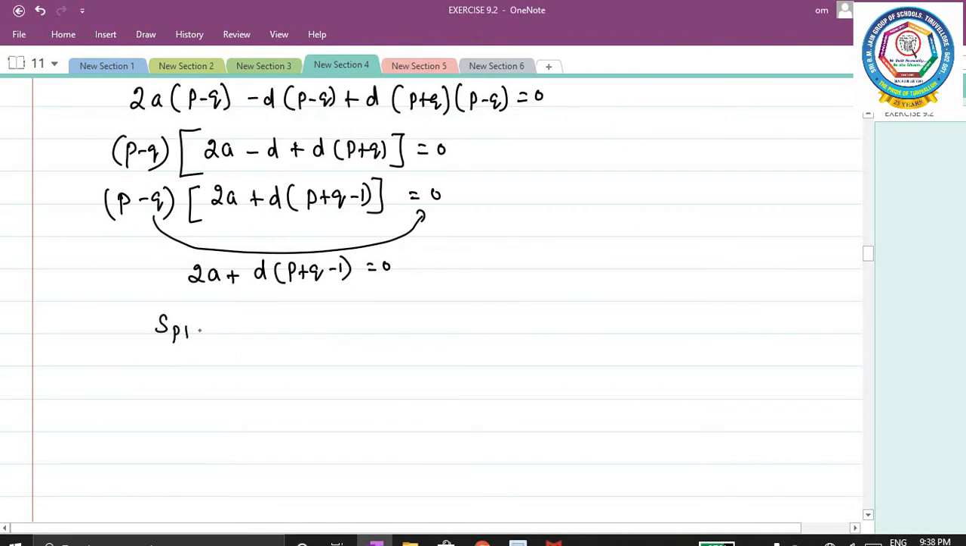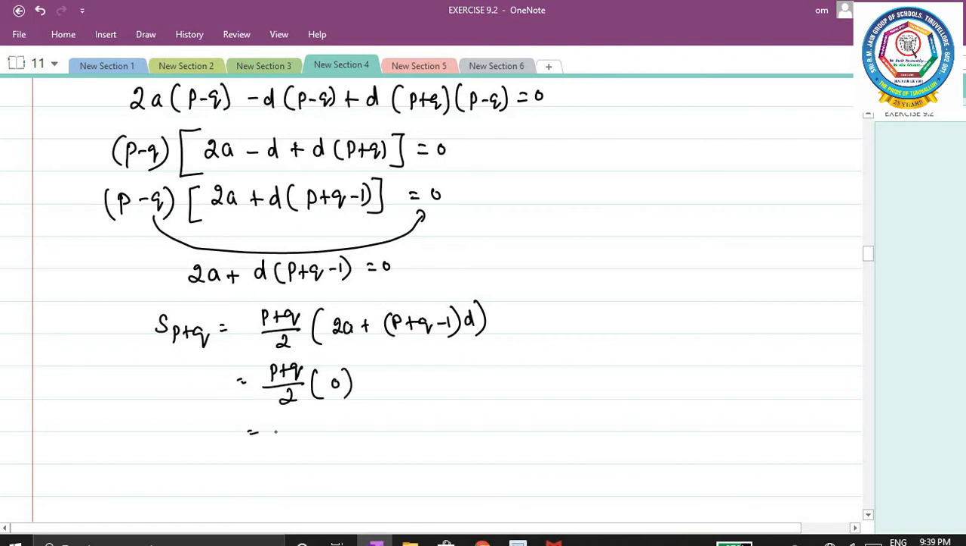So yes, sum of p plus q terms equal to p plus q by 2 into 2a plus n minus 1 into d, where n place is p plus q. So p plus q by 2, 2a plus p plus q minus 1 d equal to 0. So 0 into anything, 0. So sum of p plus q terms equal to 0.